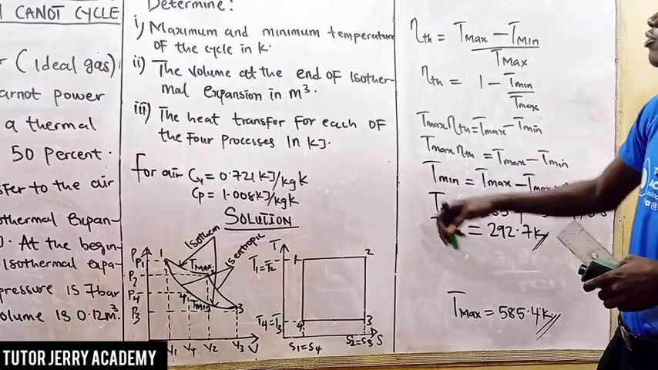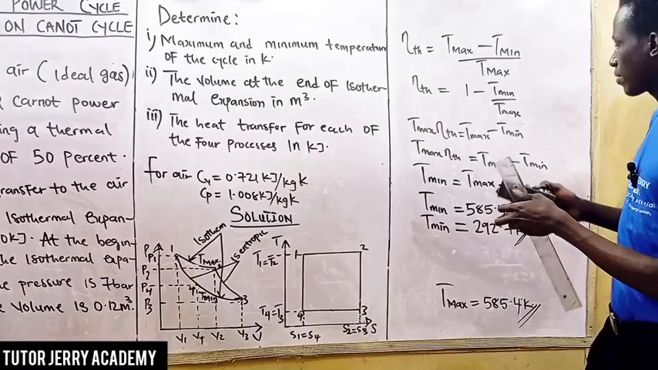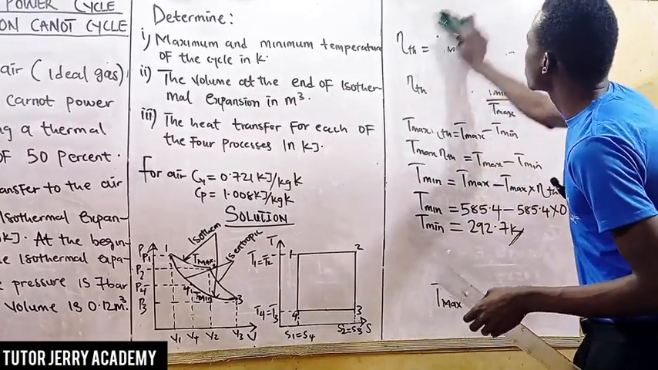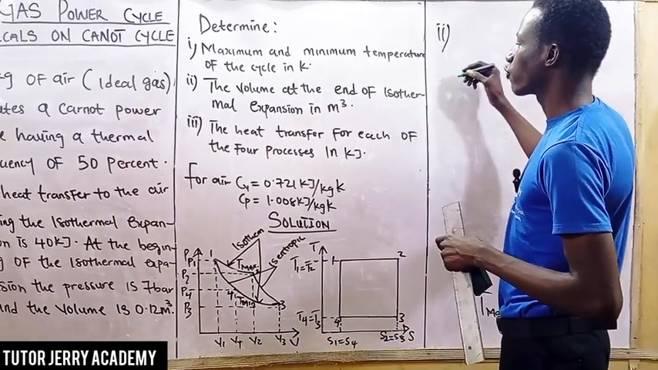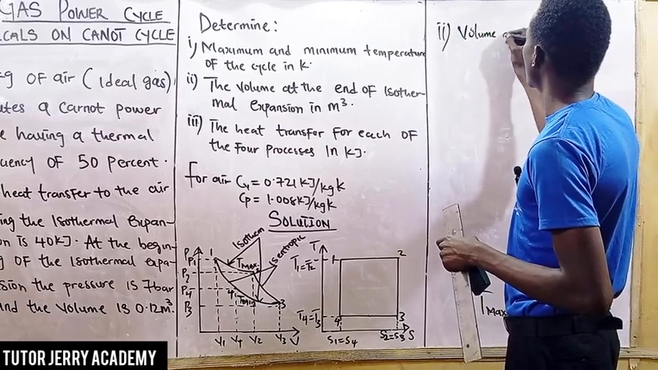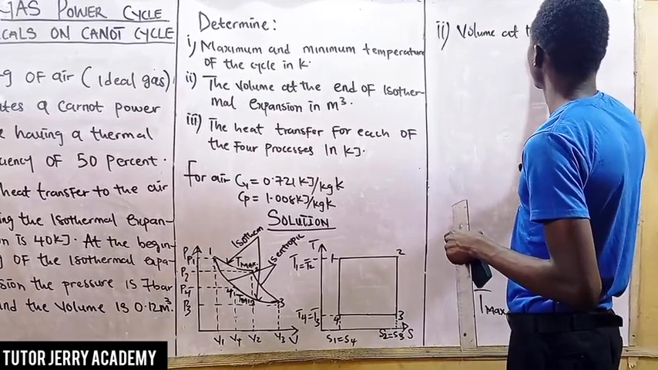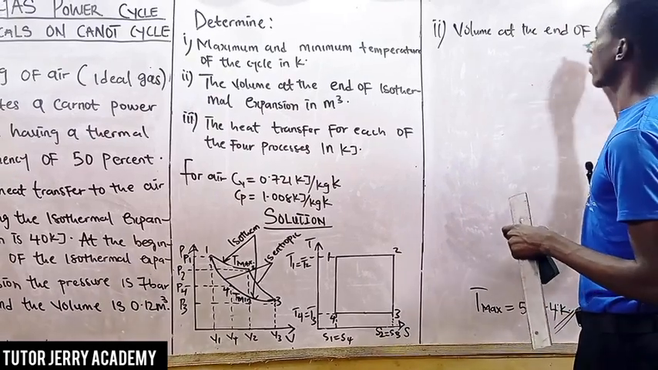Next, I'm going to be looking for the volume at the end of isothermal expansion. So I will just wipe this place. The second thing we are going to be looking for here is the volume at the end of isothermal expansion.